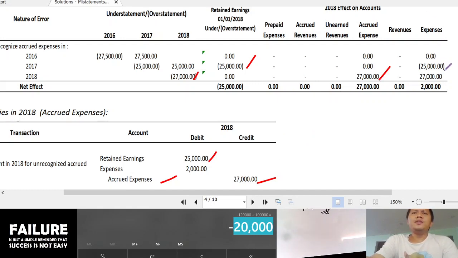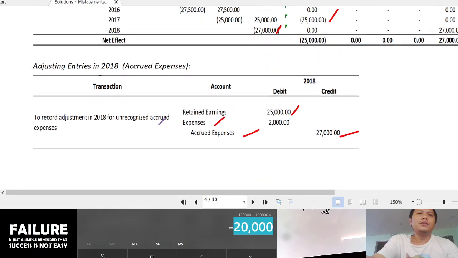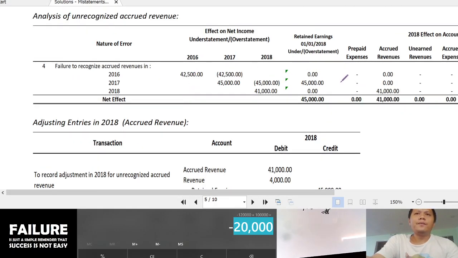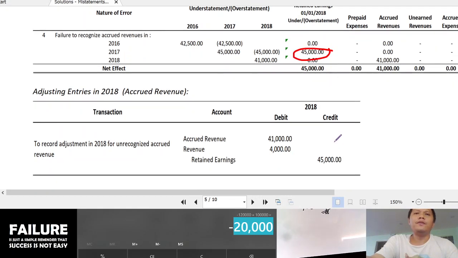When it comes to your expenses, you have a net understatement of 2,000. Kaya, debit ka ng 2,000. Okay? So, madali lang, di ba? So, number 4, the retained earnings is that net understatement ka ng 45. Kaya, mag-credit ka ng 45,000.